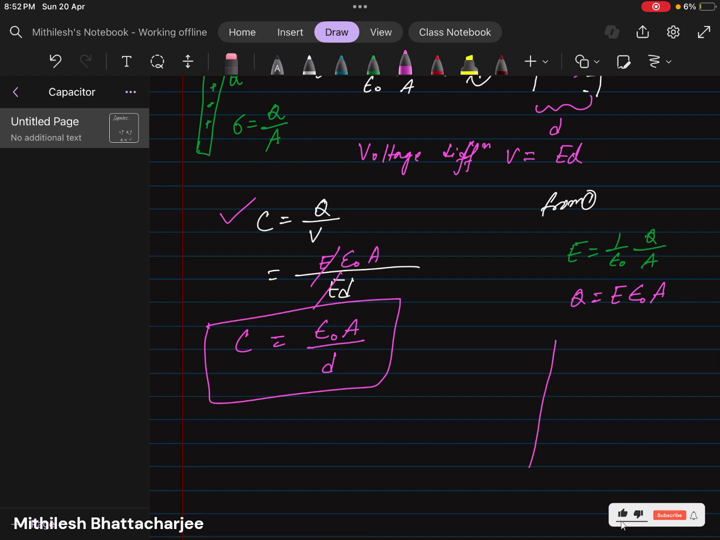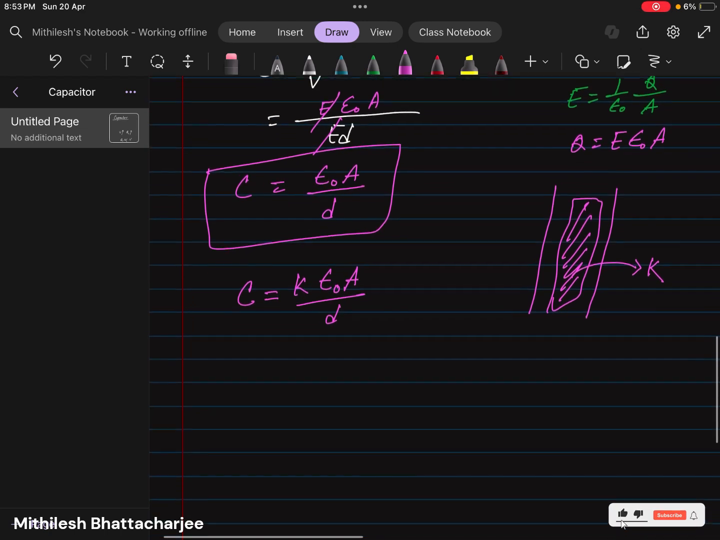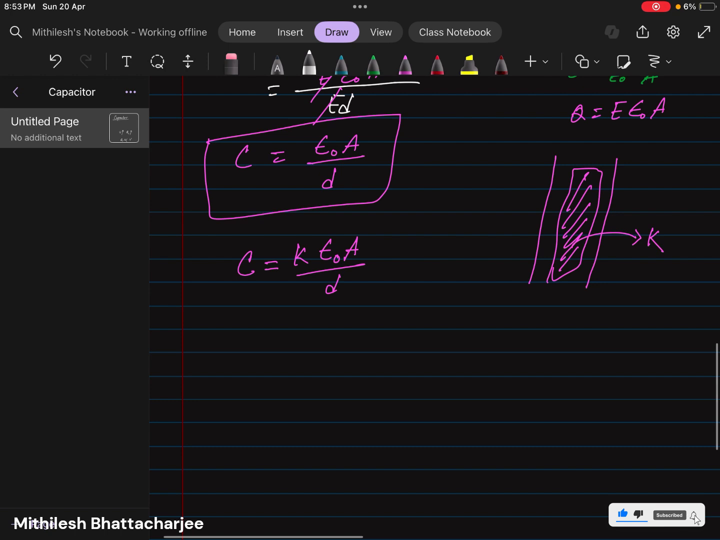So in case of a parallel plate capacitor, the capacitance will be epsilon naught A by D. If we put any dielectric between the two plates whose dielectric constant is K, then the capacitance will be K into epsilon naught A by D. Fine.